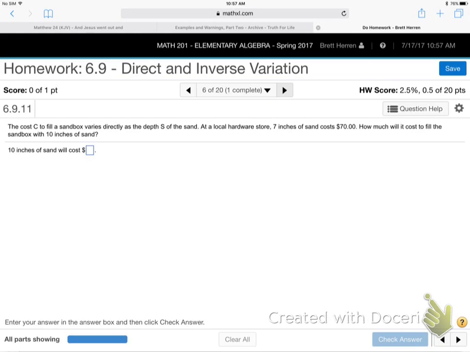Try that one. The cost C to fill a sandbox varies directly. So there's the key phrase, varies directly. Anyway, we just care about the numbers. So 7 inches of sand is $70.